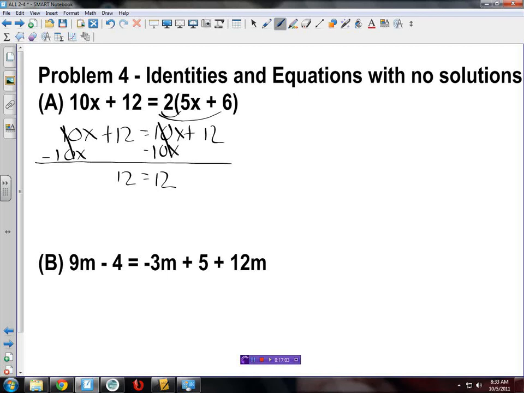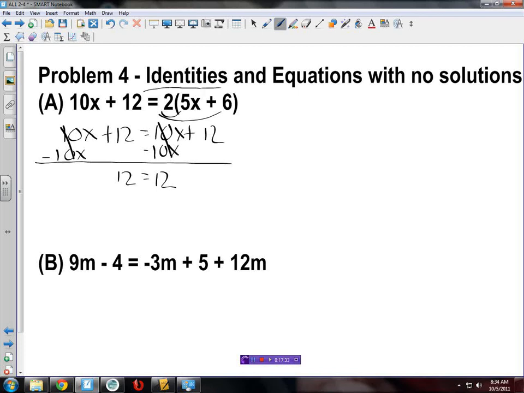That's a little bit different, isn't it? Because we don't have any x's anymore, do we? All we have is 12 is equal to 12. When is 12 equal to 12? All the time. It's 12 is equal to 12 in the morning. 12 is equal to 12 in the afternoon. 12 is going to be equal to 12 on Saturday. 12 will equal 12 at 12 o'clock. This will always happen.